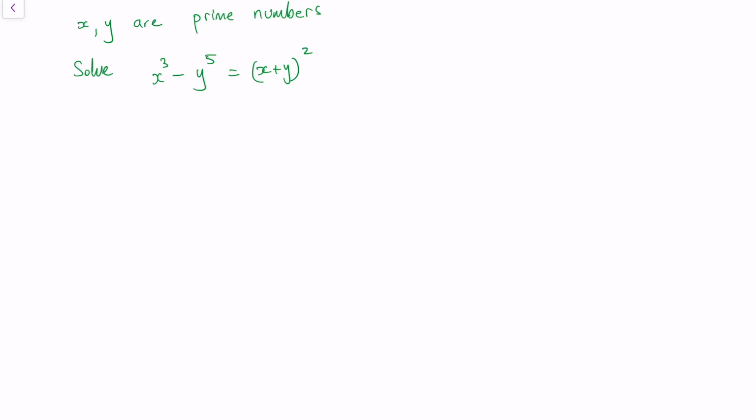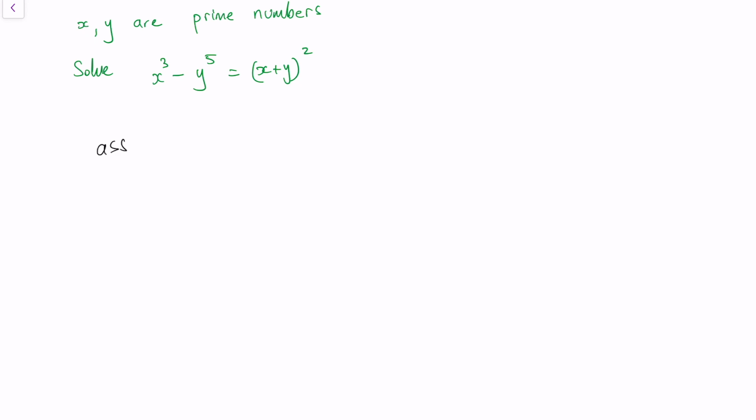In this video, we're going to solve a challenging number theory question. We are given that x and y are prime numbers, and we want to find x and y such that it would satisfy the given equality. If you'd like to try it yourself first, pause the video, and then we can go over it together.